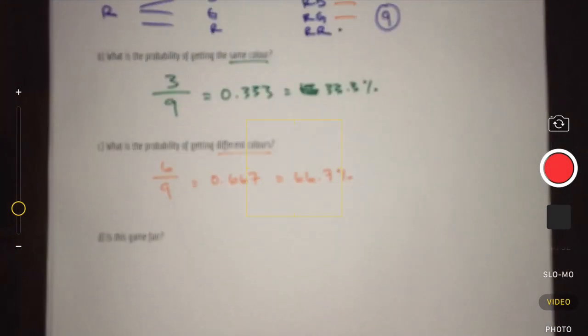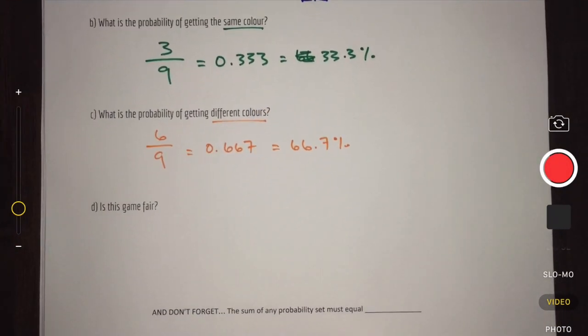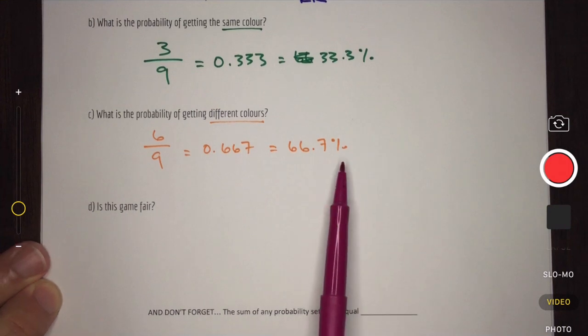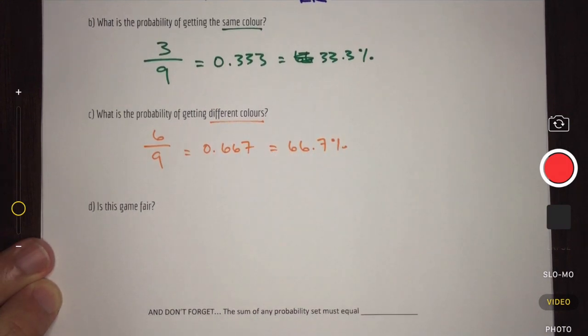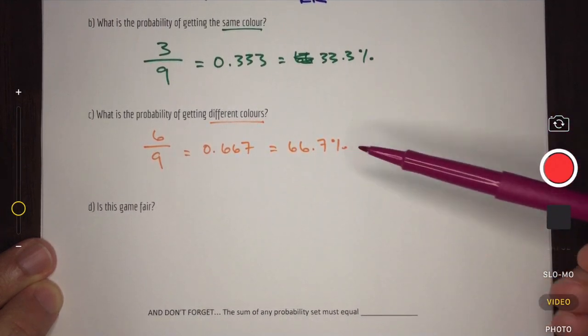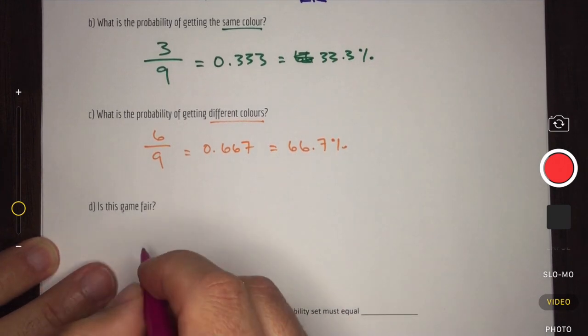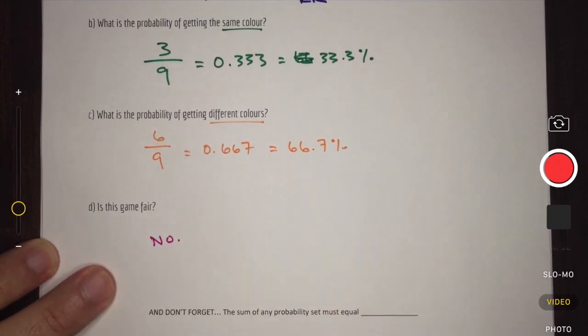So the final question that we have down on the bottom of our page asks, is this game fair? So in order for a game to be fair, the probability of one person winning versus another person winning does need to be 50-50, or 50% for me and 50% for you. So in this particular case, if I chose to go, if I landed on different colors, I win, and you said, oh, if I land on the same colors, I win, because these numbers are not equal or equivalent, that means that this particular game is not fair.